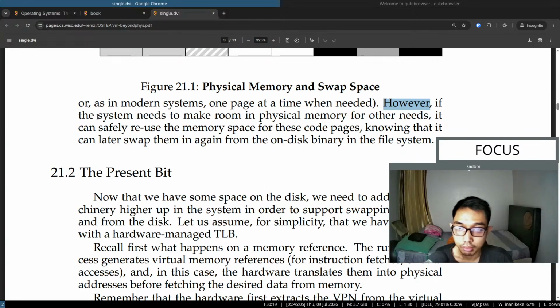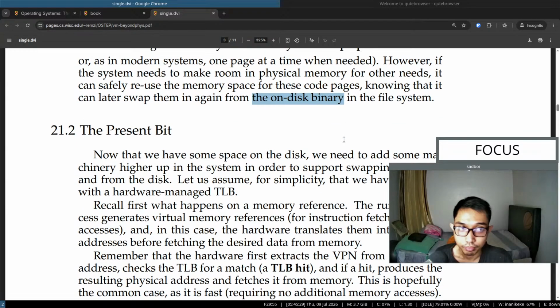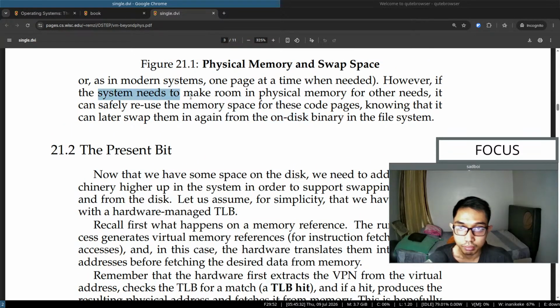However, if the system needs to make room in physical memory for other needs, it can safely reuse the memory space for this code page, knowing that it can later swap them in again from the on-disk binary in the file system.